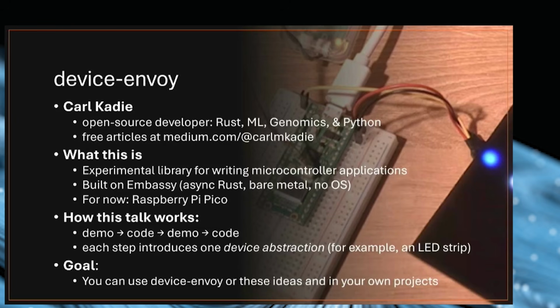device-envoy is an experimental library for writing microcontroller applications. The important layer that it's built on is Embassy, and what that gives us is all of Rust's async facilities. This means we can write on a $4 to $7 chip and write interesting programs without needing an operating system, just bare metal.